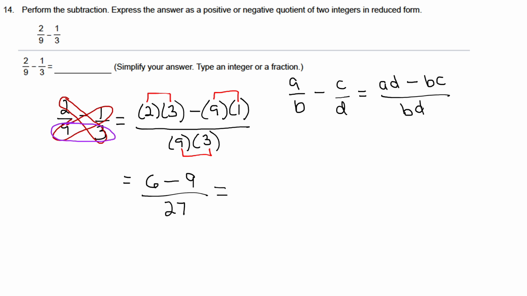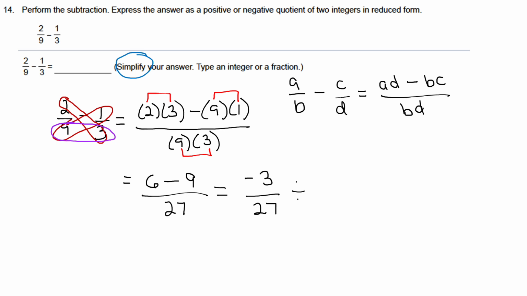Now I'm going to subtract the top numbers. 6 minus 9 is a -3. So I have -3 over 27. Now my instructions tell me to simplify my answer. So I want to think of a number that 3 and 27 are both divisible by.